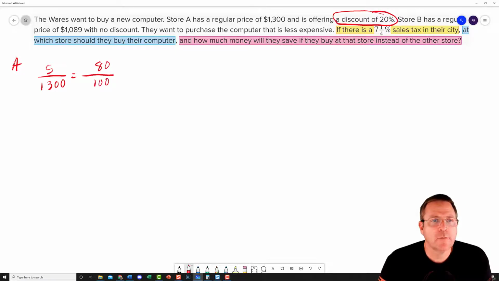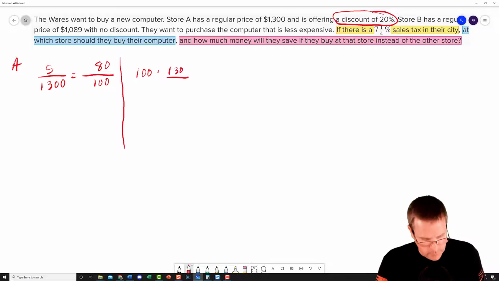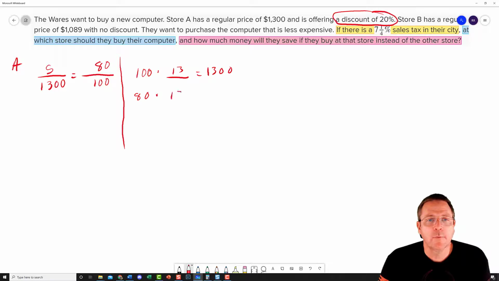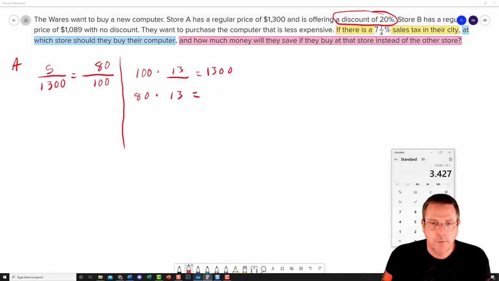I'm going to say to myself, all right, let's get a little spacer here. 100 times what number is going to be, whoops, I'm sorry, I put that in the wrong spot. It's going to be 1,300, and the answer to that is going to be 13. 100 times 13 is 1,300. I have to do the same thing with my 80. 80 times 13. And when we do that one, we get 80 times 13 is going to be $1,040.